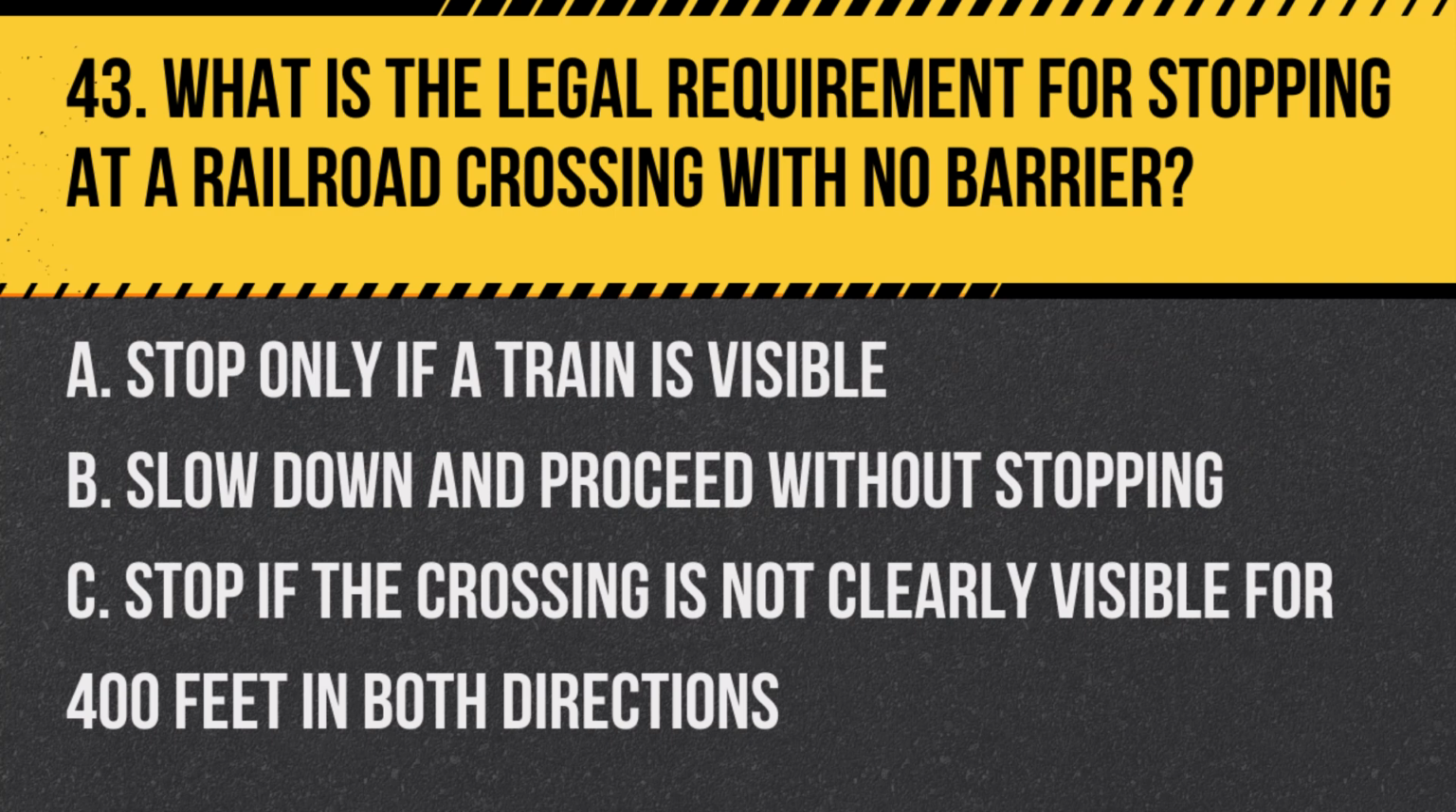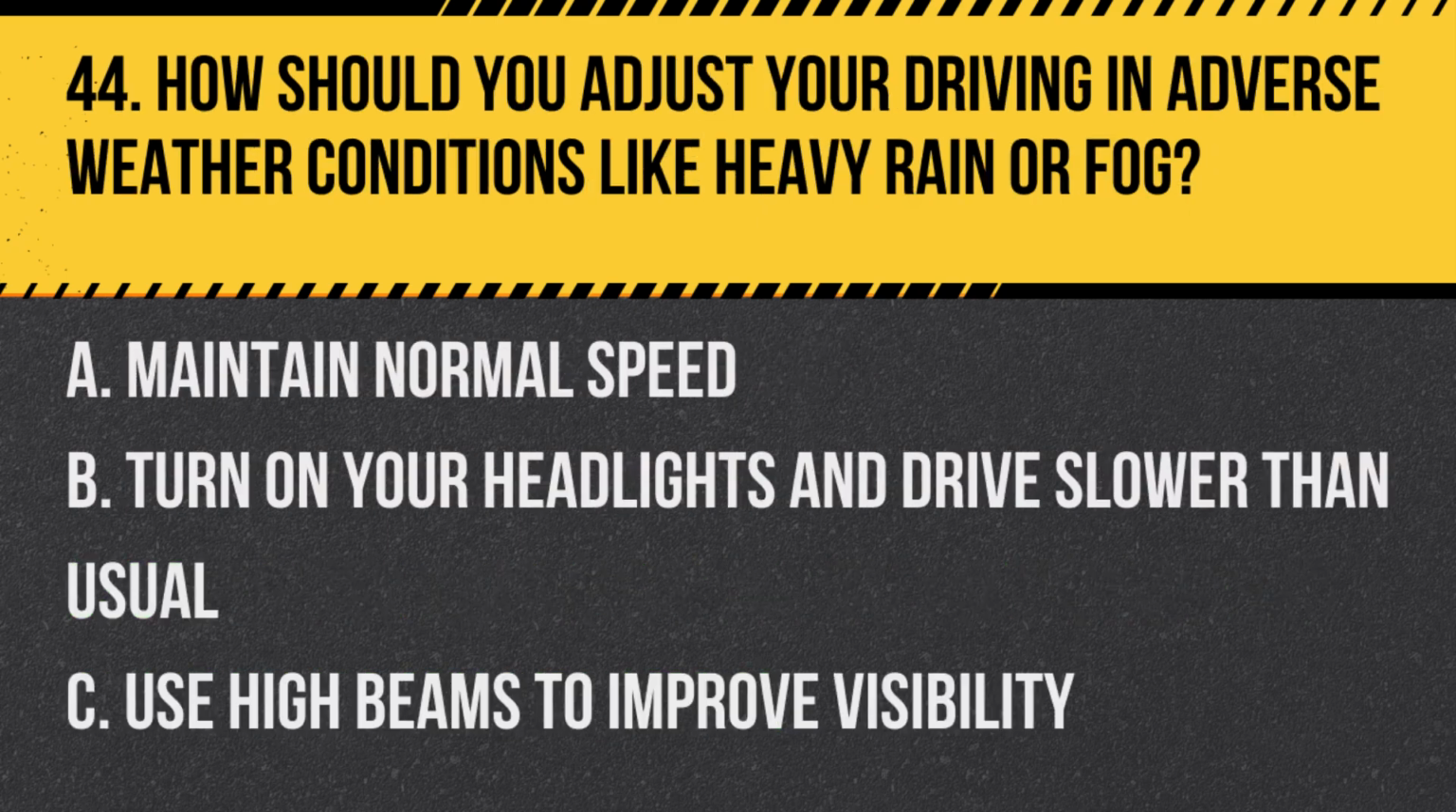Question 43. What is the legal requirement for stopping at a railroad crossing with no barrier? A. Stop only if a train is visible. B. Slow down and proceed without stopping. C. Stop if the crossing is not clearly visible for 400 feet in both directions. Answer: C. Stop if the crossing is not clearly visible for 400 feet in both directions. You must stop at a railroad crossing with no barrier if you cannot see the tracks clearly for 400 feet in both directions.